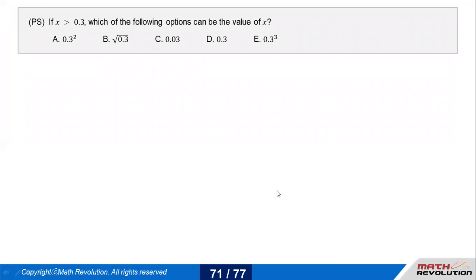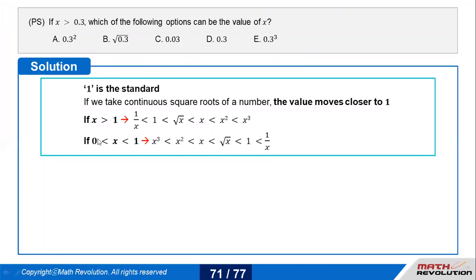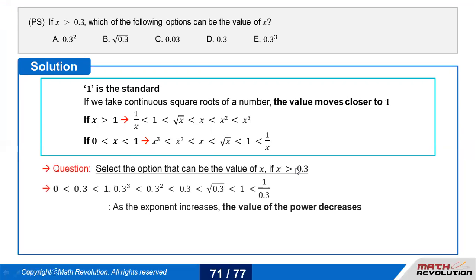Let's talk about this. x is greater than 0.3. Which of the following options can be the value of x? Now, x greater than 1, we know what the rule is. And if x is between 0 and 1, we know what the rule is. So we know now that 0 is less than 0.3, which is less than 1.